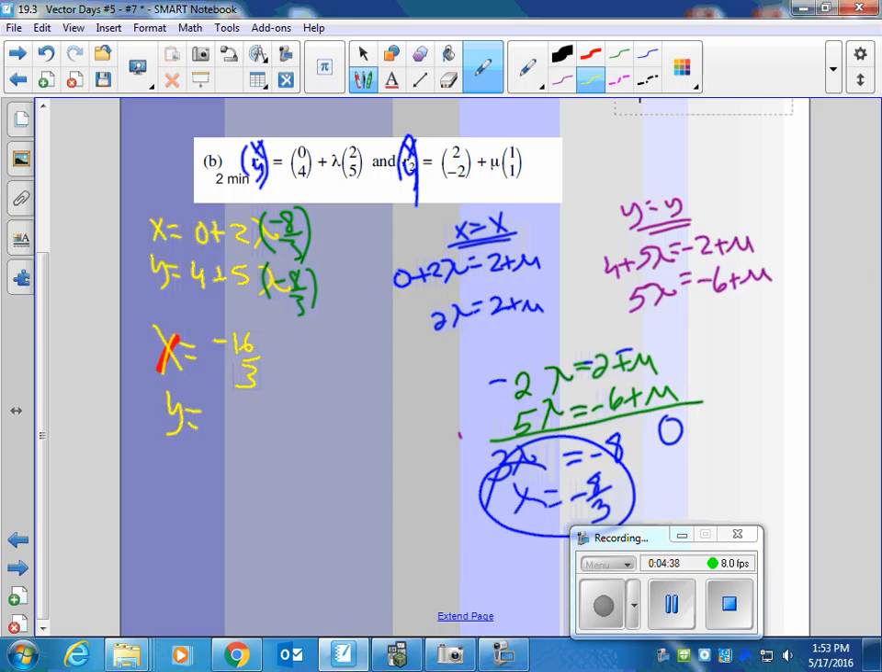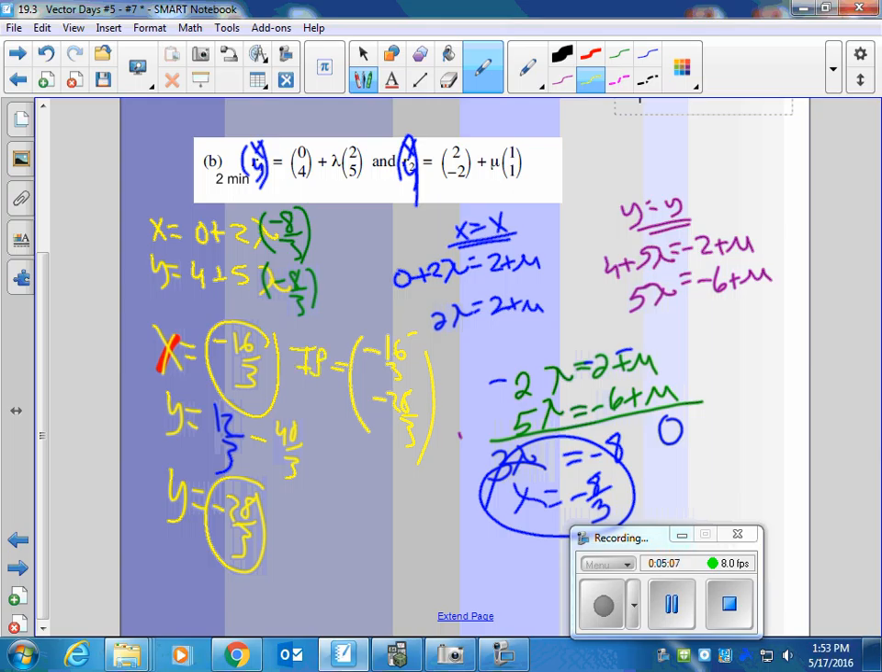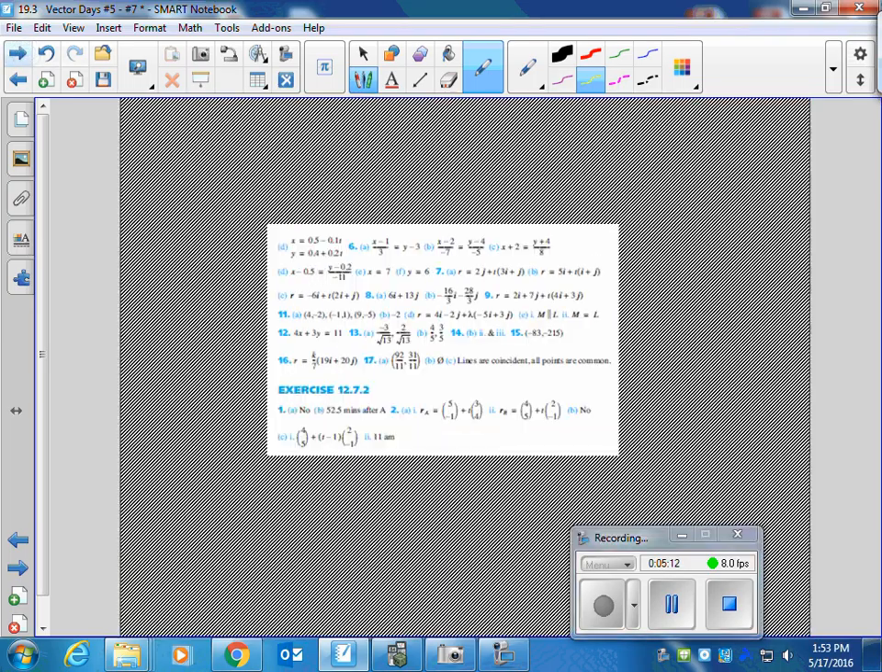Y is 4 minus 40/3. 4, by the way, is 12/3. So 12/3 minus 40/3 is negative 28/3. This coordinate, negative 16 thirds, negative 28 thirds is your intersection point. And guess what? It's right. The answer, negative 16 thirds, negative 28 thirds.